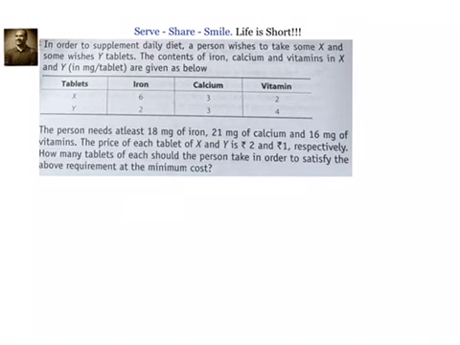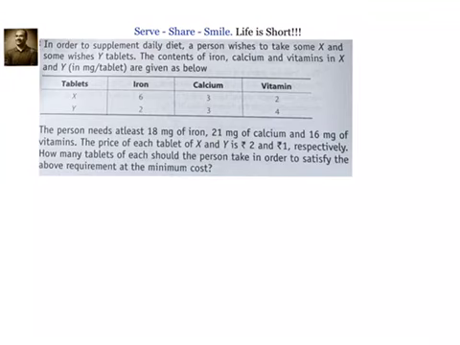Let us look at this problem related to linear programming, 12th grade. In order to supplement daily diet, a person wishes to take some X and Y tablets. The contents of iron, calcium and vitamins in X and Y in milligrams per tablet are given as below. Tablet X type, tablet Y type: iron 6 mg, 2 mg; calcium 3 mg, 3 mg; vitamin 2 mg, 4 mg. The person needs at least 18 mg of iron, 21 mg of calcium and 16 mg of vitamins.